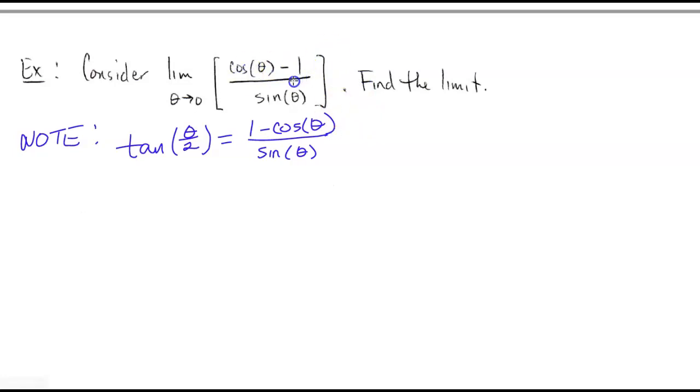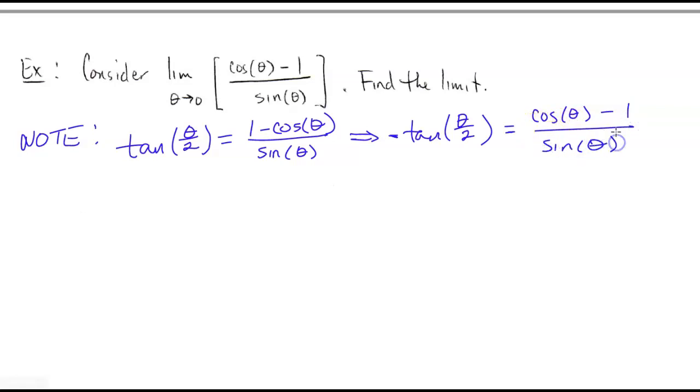And if that's the case, then notice that what I need here is cosine theta minus 1. So what I would need to do is multiply each side by negative 1. So here that means that negative tangent of theta divided by 2 is going to be the same as the negative of this, which would be cosine theta minus 1 over sine theta. Okay.